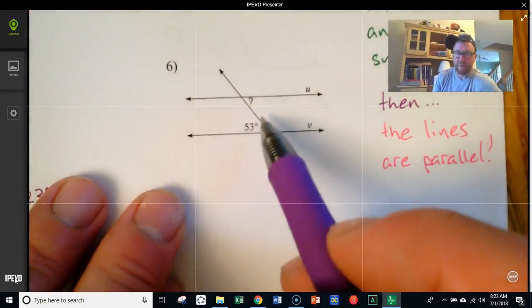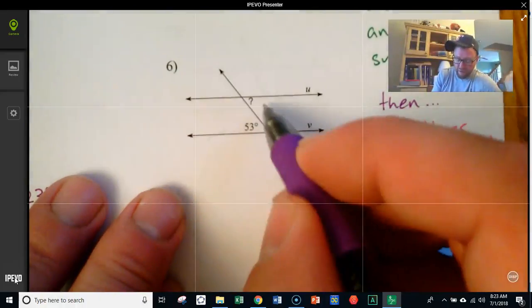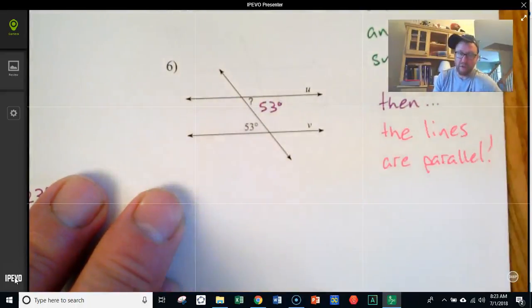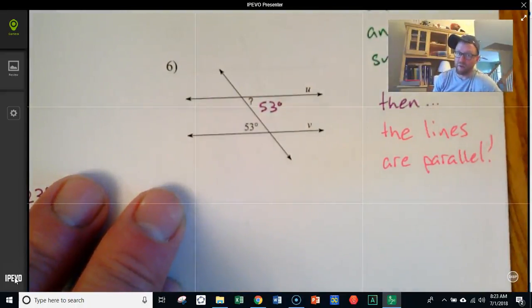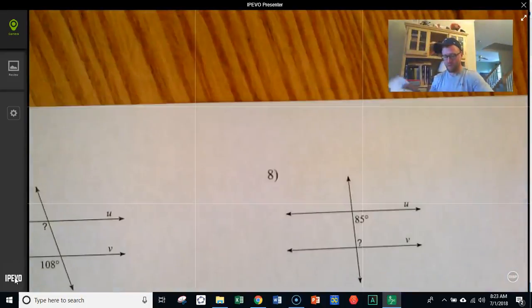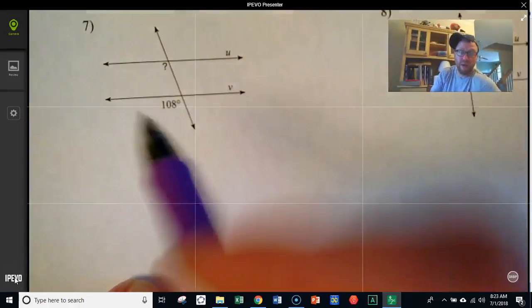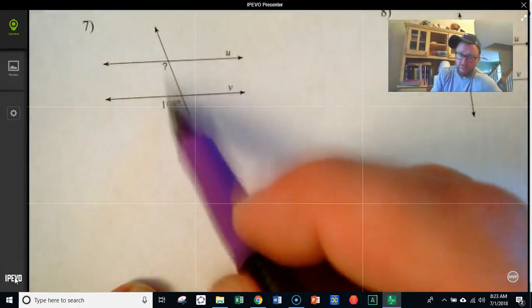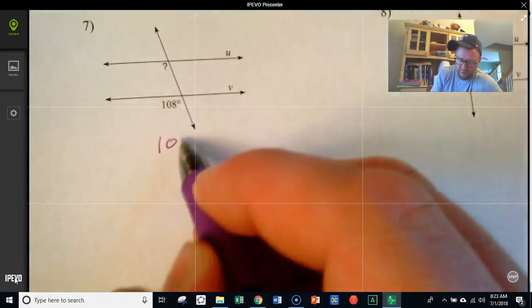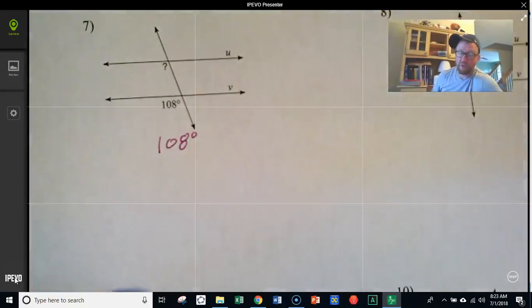Here, these are opposite sides of the transversal. They're in between the parallel lines. So they are alternate interior angles. And so if this angle is 53 degrees, then alternate interior angles will be congruent. Then the lines will be parallel. Look at some more here. Okay. Here we have same side of the transversal, one inside, one out, corresponding. Same position. If I make this angle 108 degrees, then corresponding angles will be congruent, same size, and therefore the lines will be parallel.